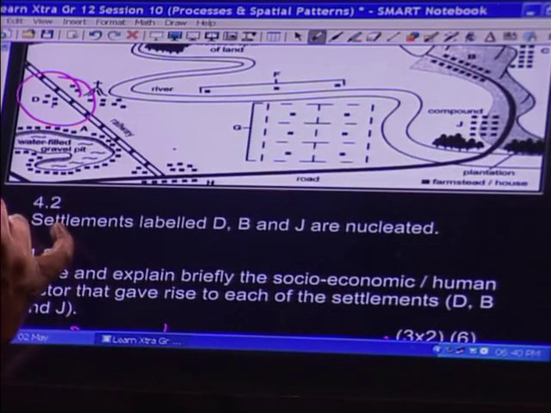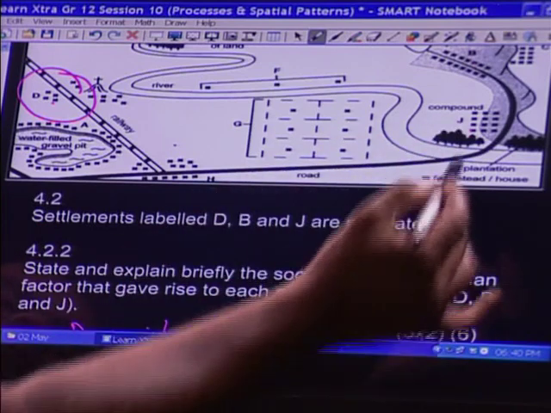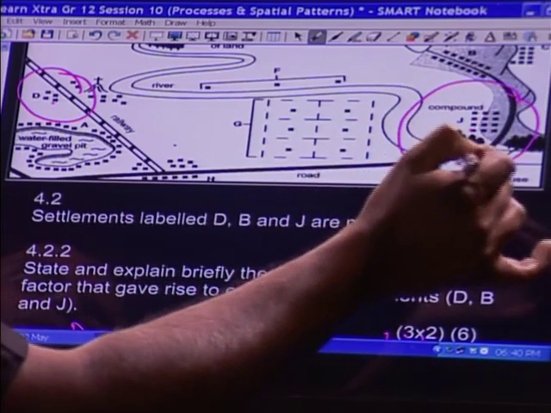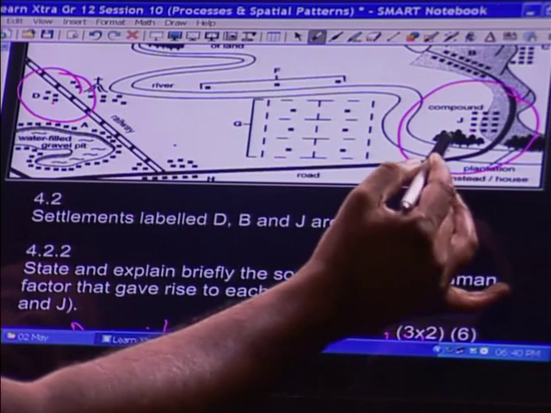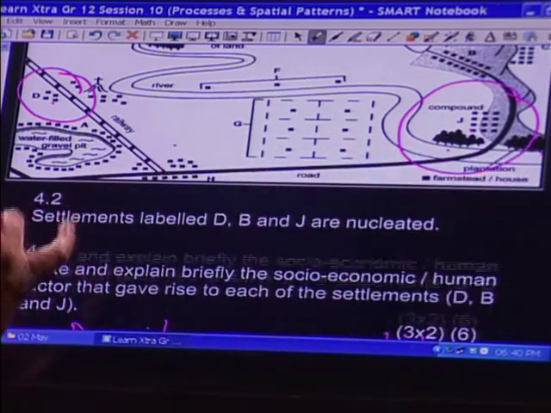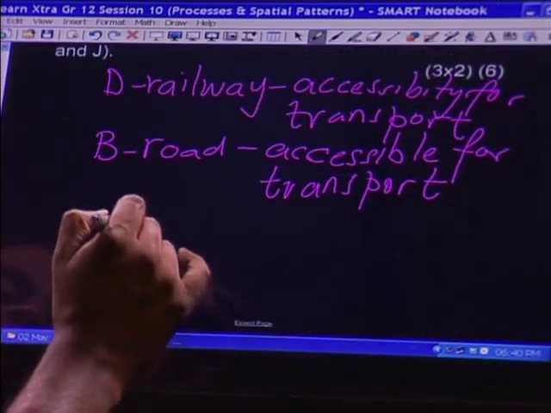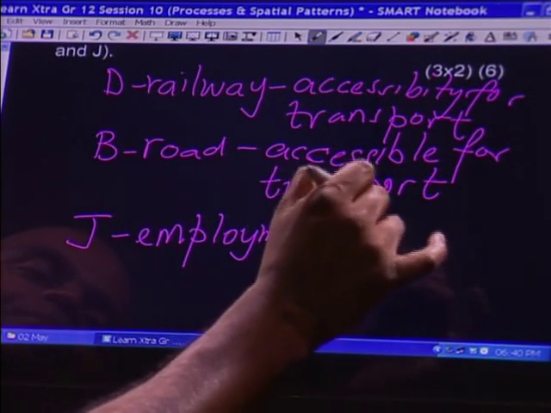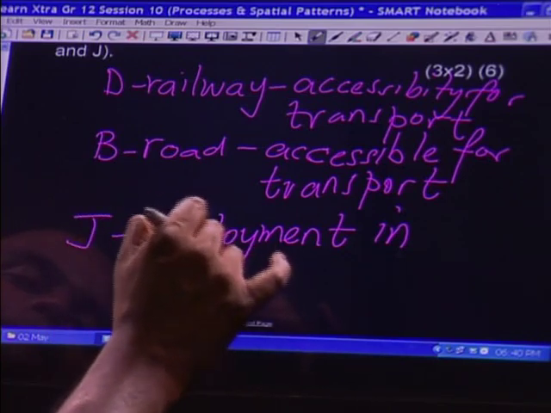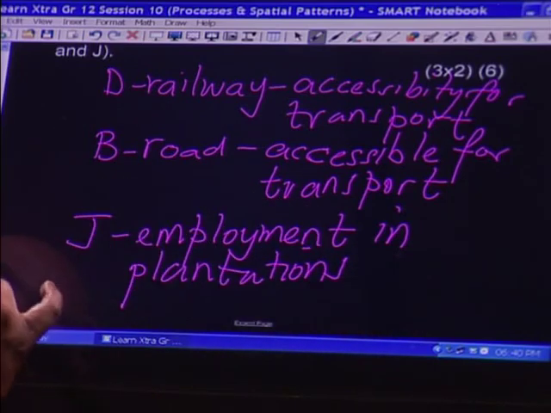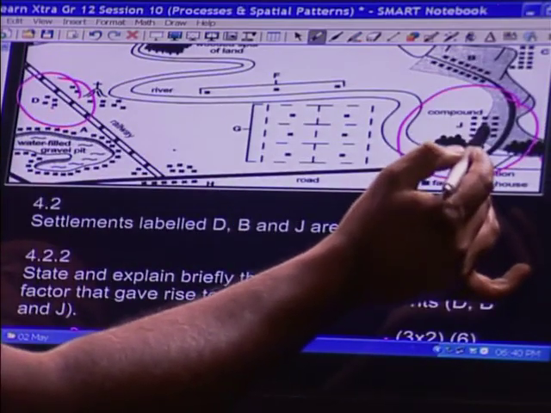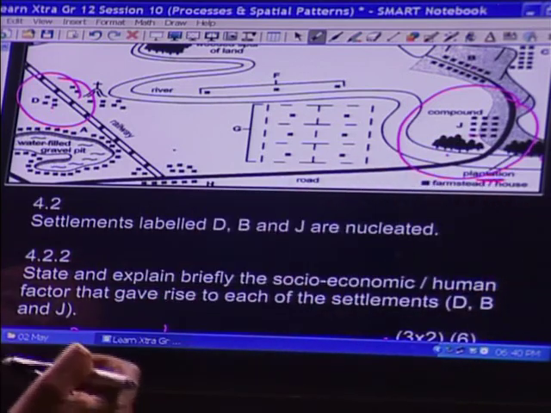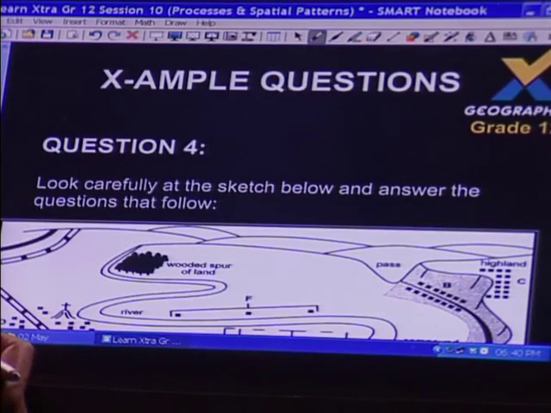If we look further, the next settlement identified is settlement J. Settlement J is also located along the road, but what's unique about it is it's located at the intersection of the river and the road. It's a compound, and note there is a plantation, so therefore settlement J is located at an employment area. It stands to reason that those people living in settlement J in the compound area would be employed in the plantations. Moving on to the next question.